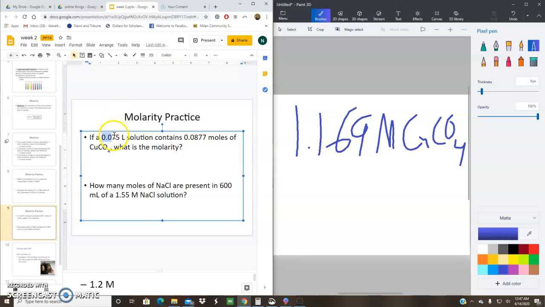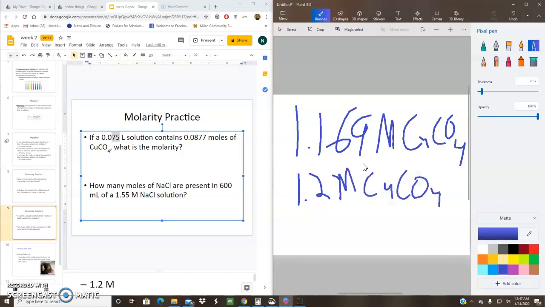They don't matter because they're out in front. They're just placeholders. So what's important is these two, leaving us with just 2 numbers, 2 sig figs, giving us the answer of 1.2 molar solution of CuCO4.